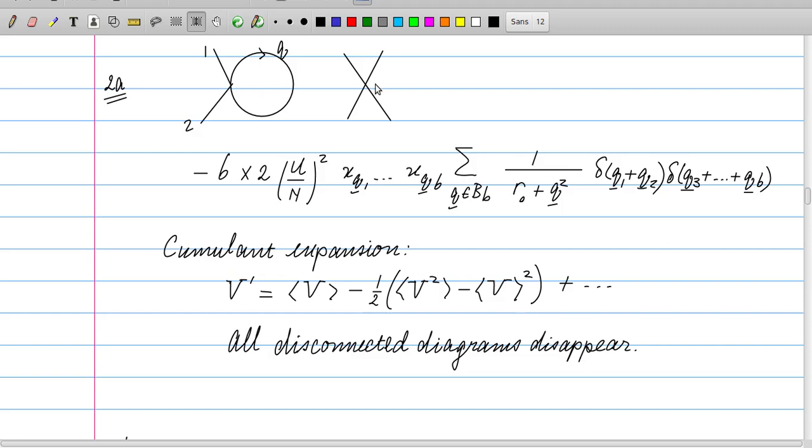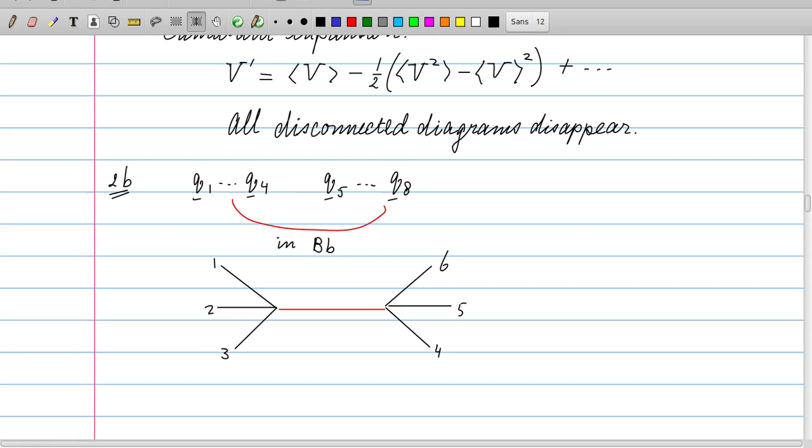So this configuration with a minus sign due to the second term compensates the occurrence of this term due to v squared here. And that happens at all levels. That's a very general feature that you find in these diagrammatic perturbation theories. Only the connected diagrams survive.